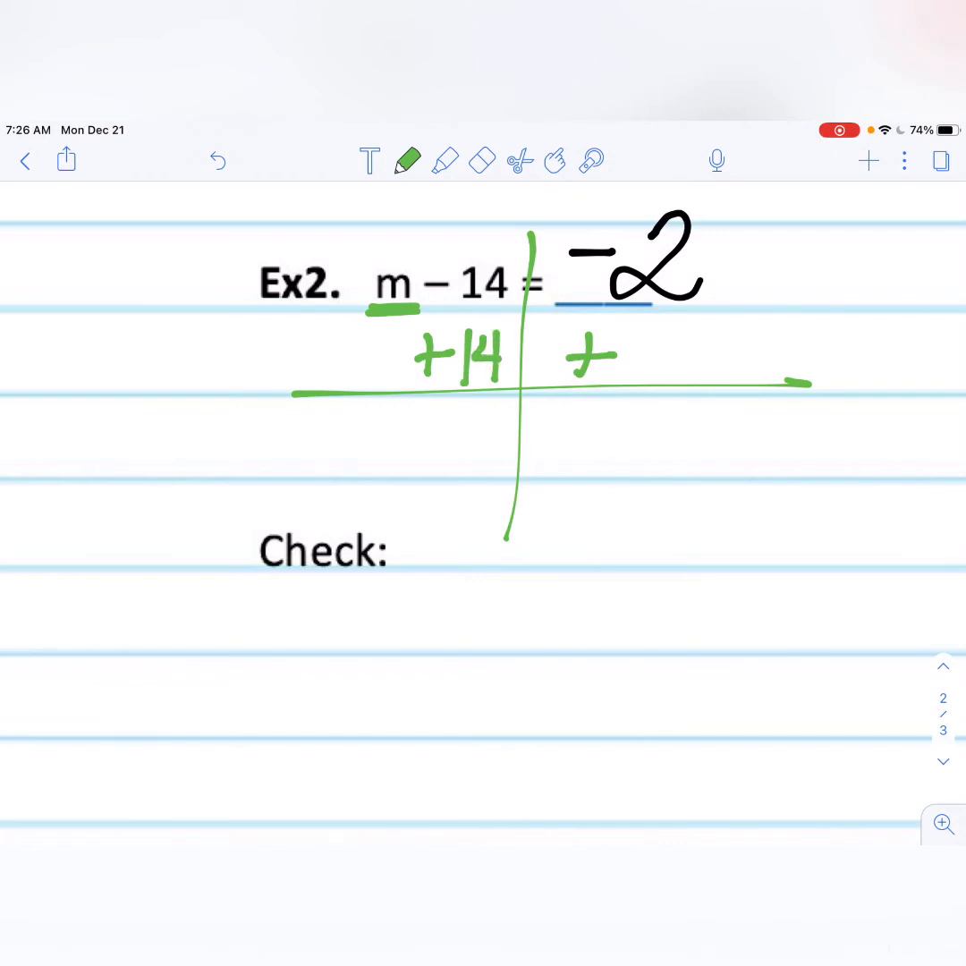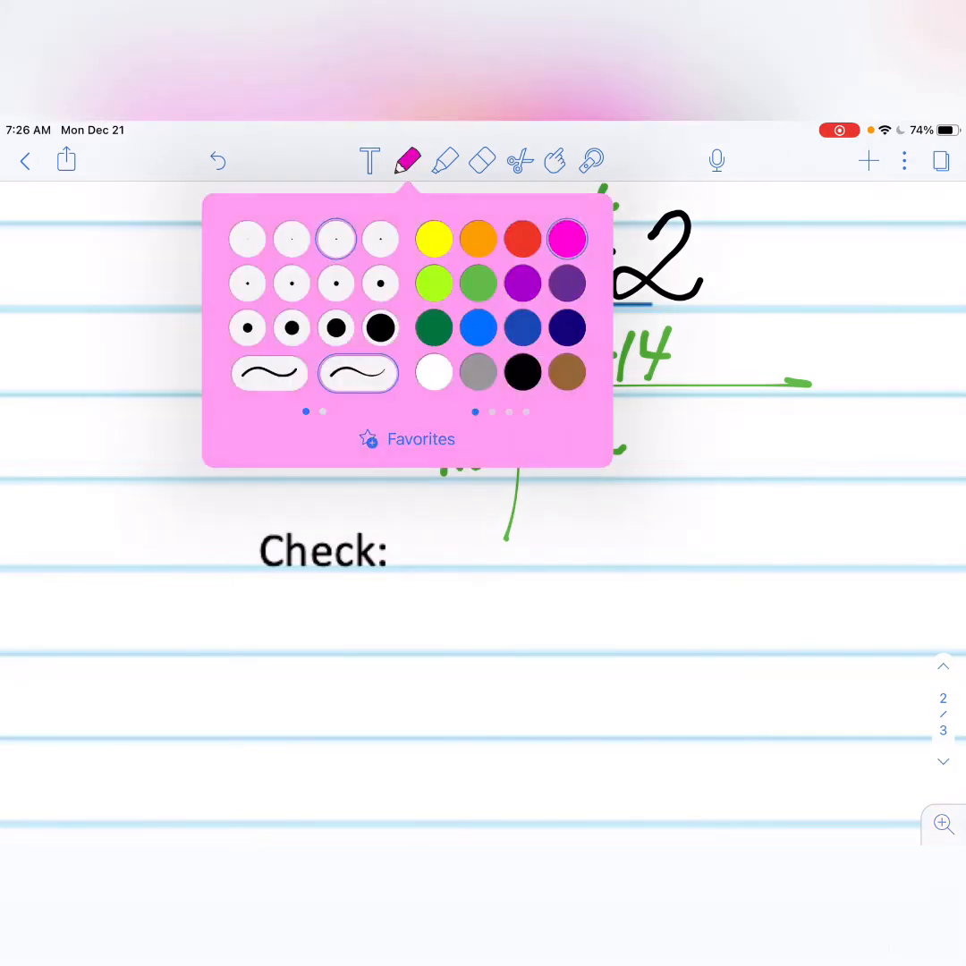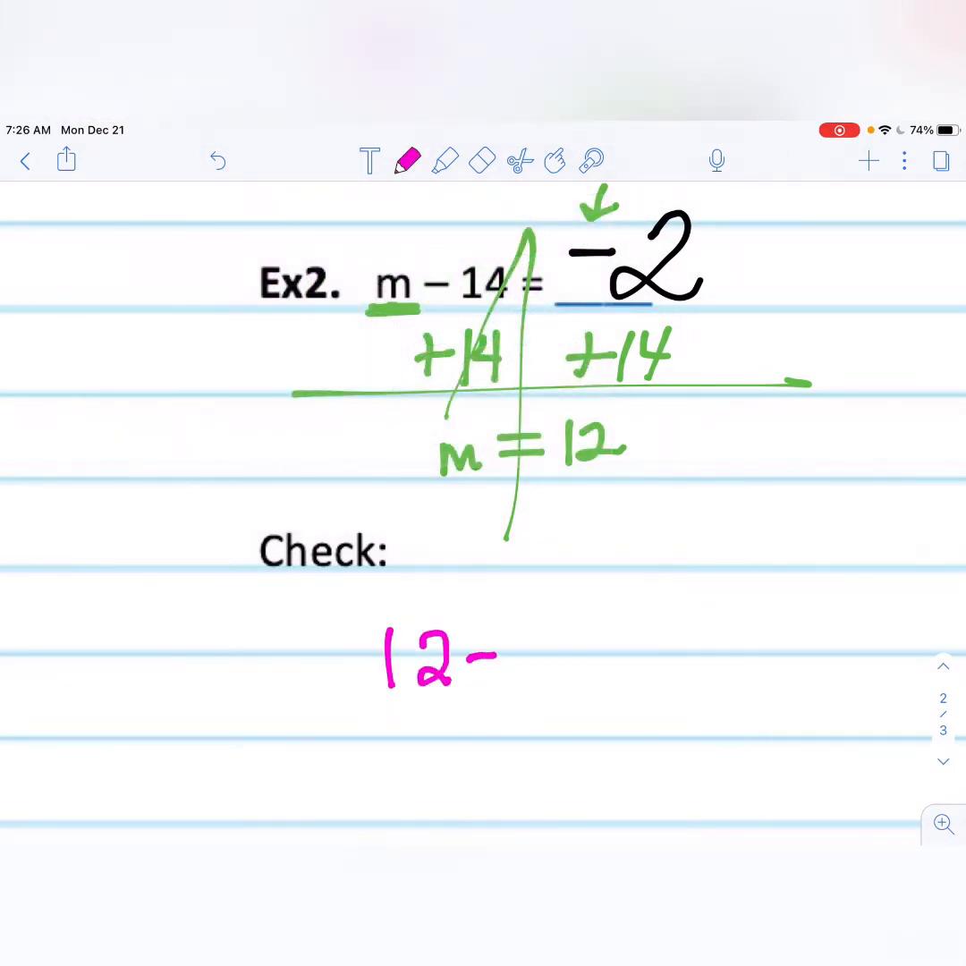It doesn't even matter what's on the right-hand side. We care about getting the m alone. This is going to zero out. M equals 12. Check your work. 12 minus 14. Sure enough, it's negative 2.